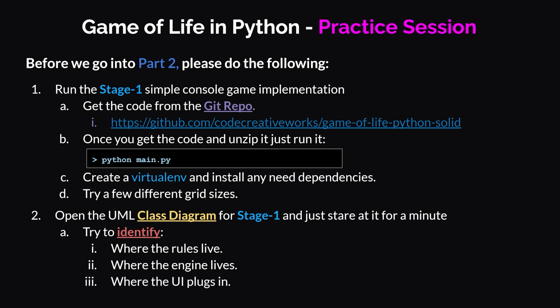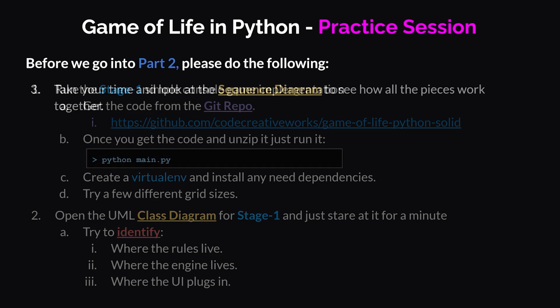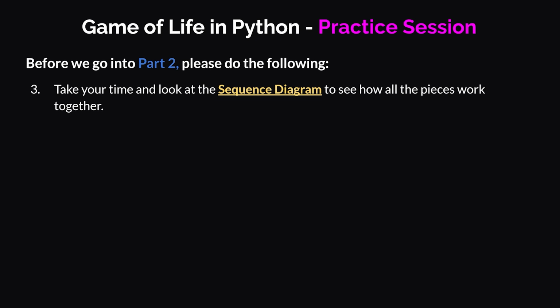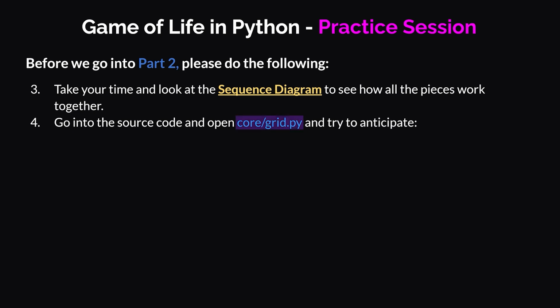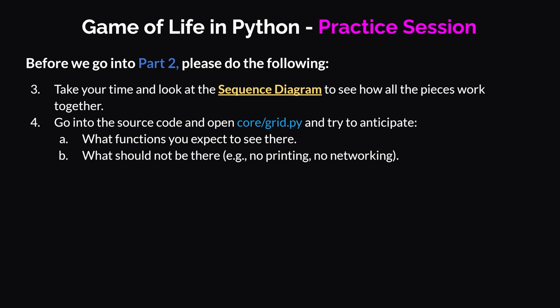So basically, how do we plug the UI, which at this point is a console UI, into the solution? Now, I would also ask you to take your time and look at the sequence diagram to see how all the pieces work together. The next thing that I would like you to do is go into the source code and open core-grid.py and try to anticipate or try to understand the following. What functions do you expect to actually see there? Think for a second, how would you structure the grid for this application? What should not be there? For example, there shouldn't be any printing or networking. So think about the SOLID principles and specifically the single responsibility principle. That's all I basically would like you to do.